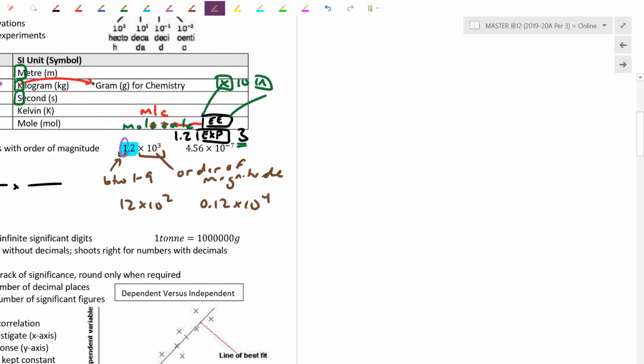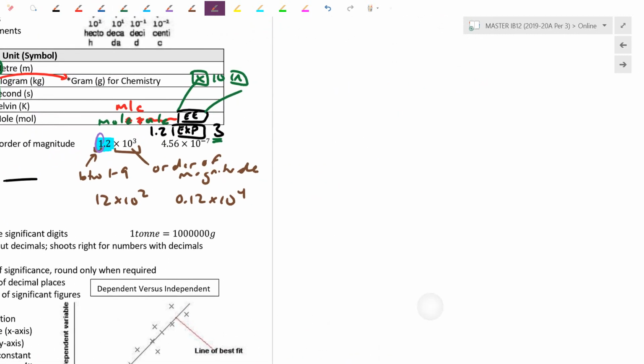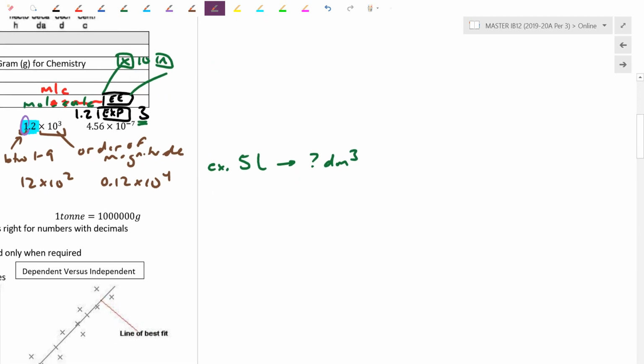So I'm just going to do a quick example of this one here. Let's say I was interested in converting. I have 5 liters. I want to convert to decimeter cube. I know some of you already know the answer, but just humor me for a second. We're just going to try out this conversion.